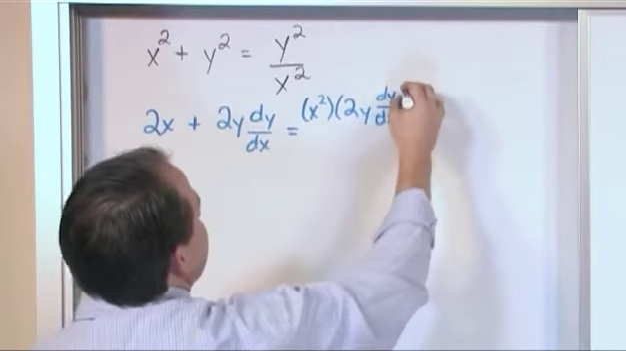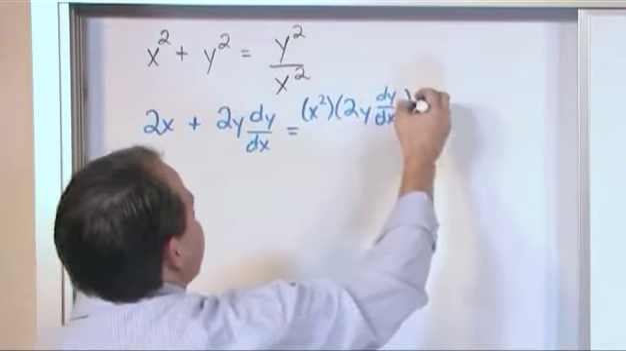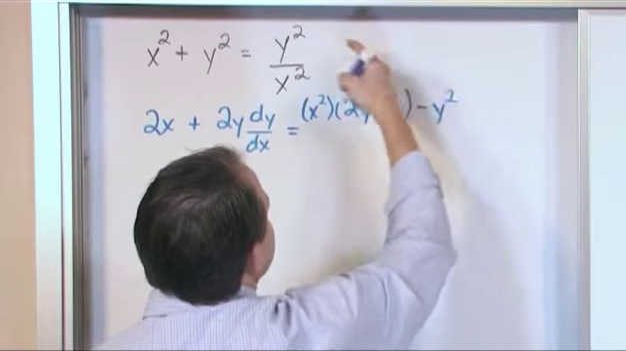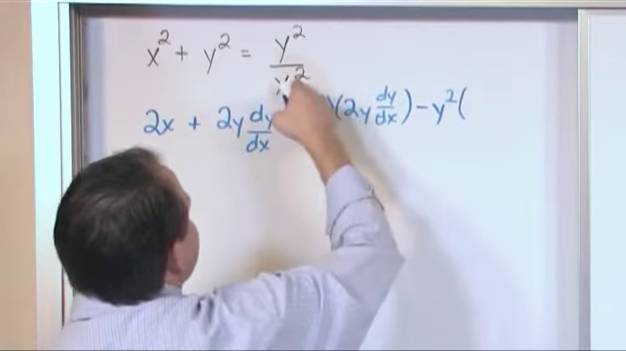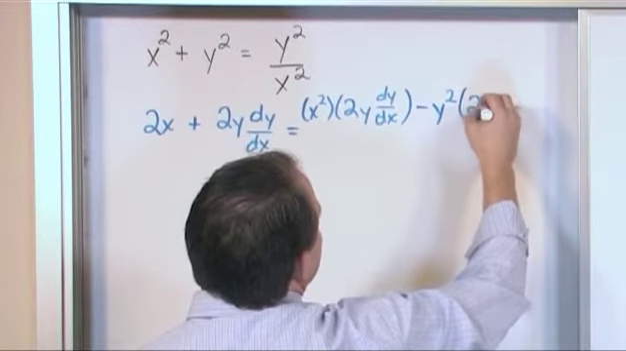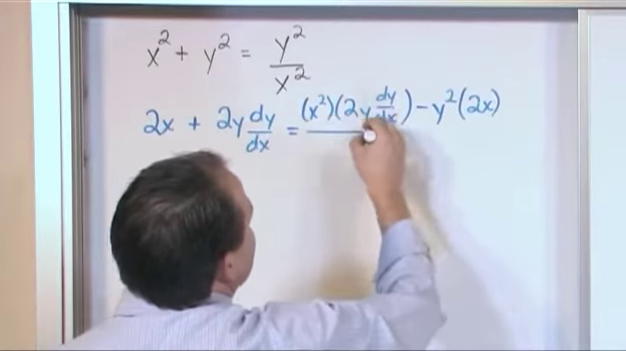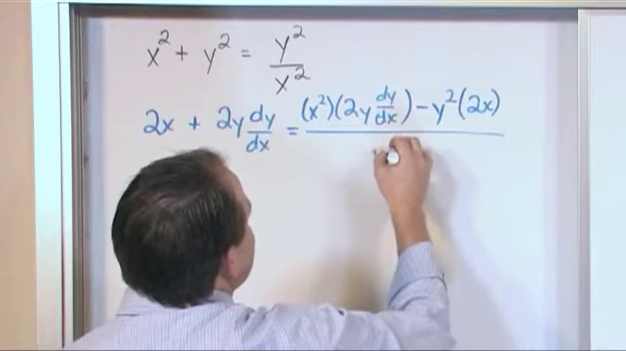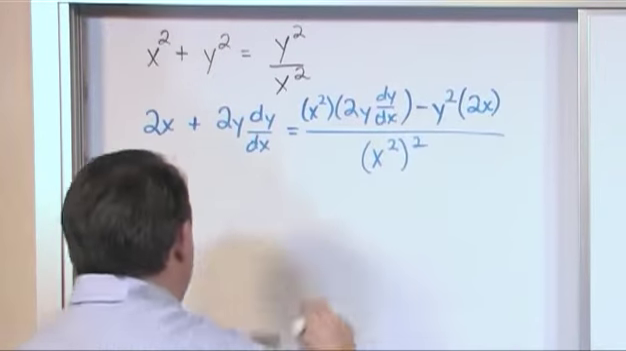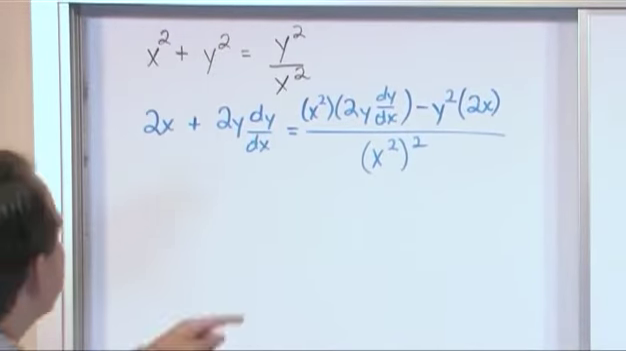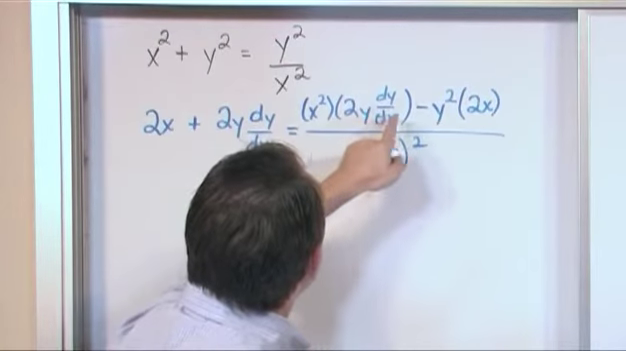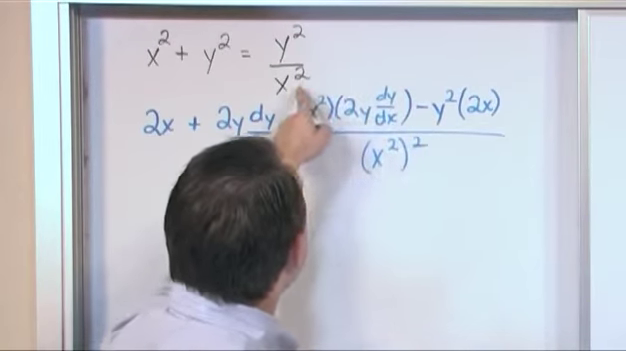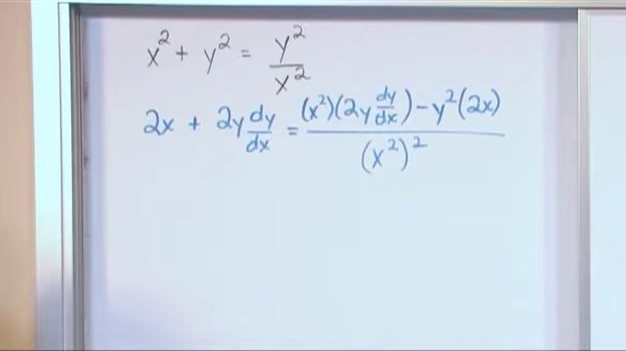Exactly what we wrote here. So this is bottom times the derivative of the top, minus the top, which is this, times the derivative of the bottom. What's the derivative of x squared? It's just 2x. All over the bottom squared. For right now, we'll write it as x squared, squared. So that's bottom times the derivative of the top minus the top times the derivative of the bottom over the bottom squared. That's how we did that.